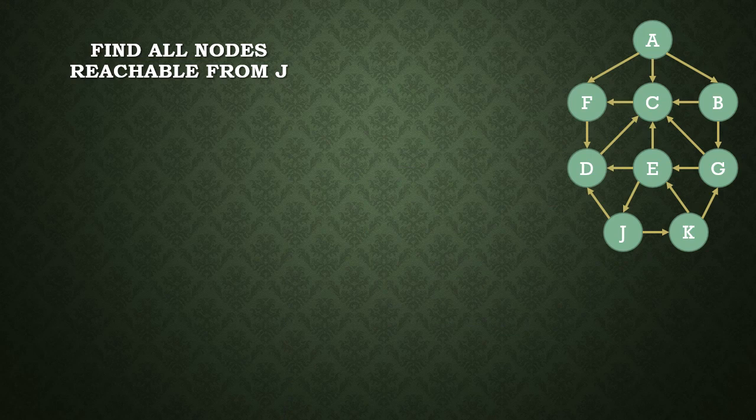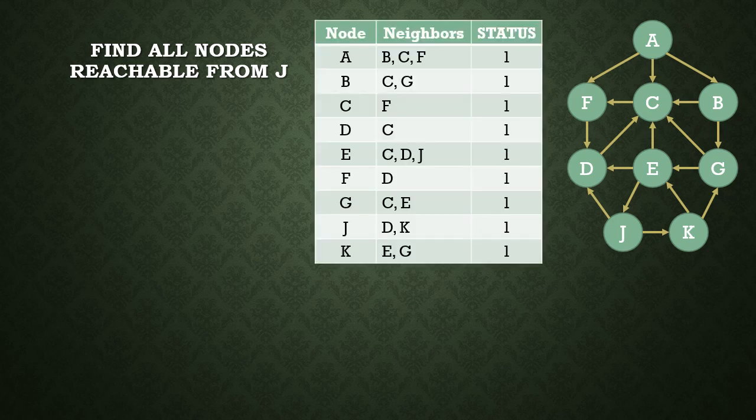Find all nodes reachable from J. A node is reachable from J if you have a path from J to this node. The first step is creation of an adjacency list and initialization of status variables. If you are present at node A, see which nodes have edges from A to them. Like you have an arrow from A to B, an arrow from A to C, and an arrow from A to F. So you say that the neighbors of A are B, C, and F.